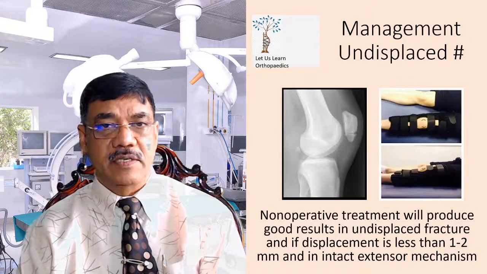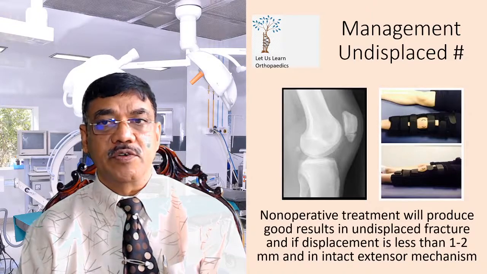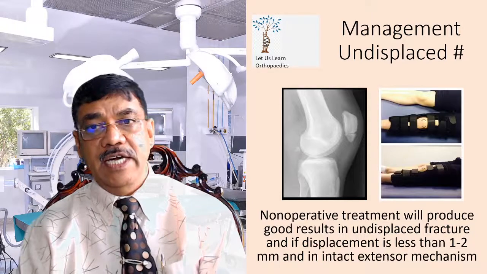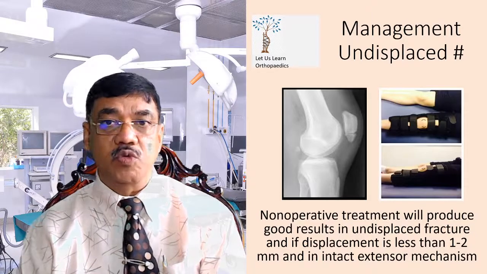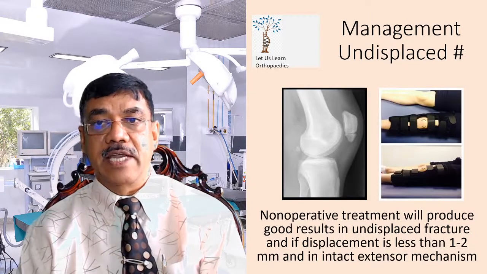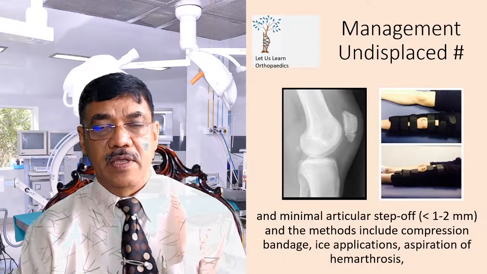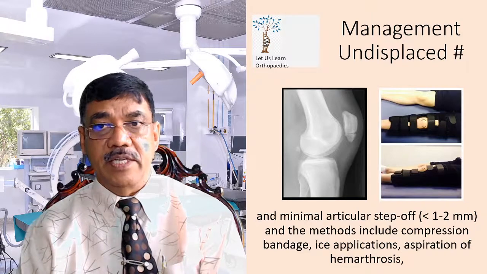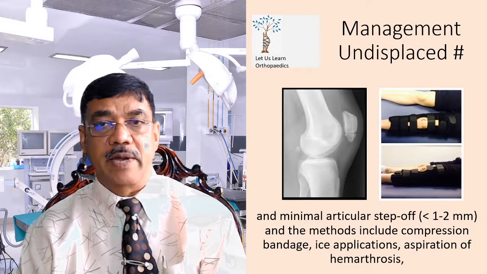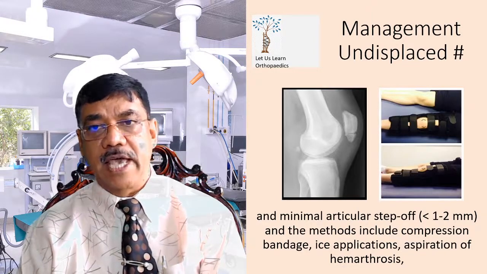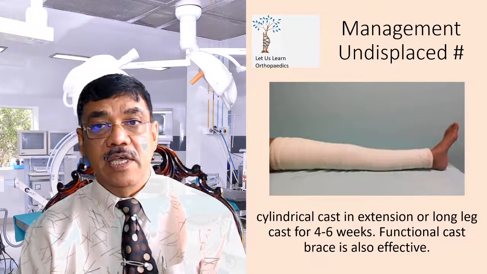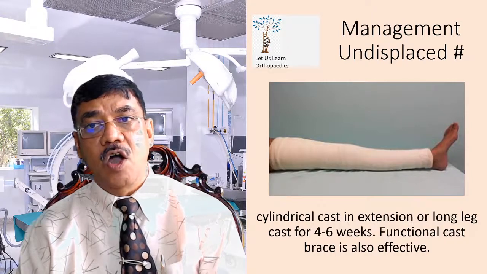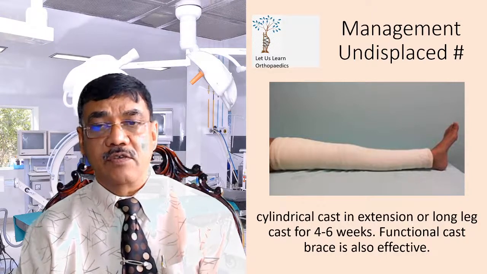Management wise, in the undisplaced fracture, non-operative treatment will produce good results if the displacement is less than 1 to 2 mm, there is an intact extensor mechanism, and minimal articular step-off, less than 1 to 2 mm. The methods include the compression bandage, ice application, aspiration of hemarthrosis, a cylindrical cast in extension, and/or a long leg cast for 4 to 6 weeks.